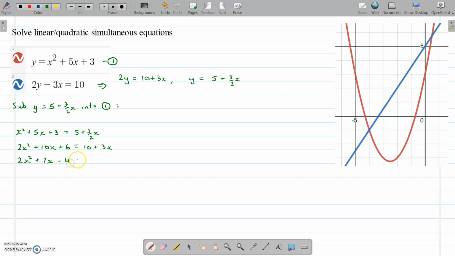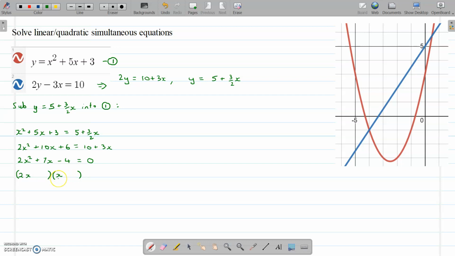So take away the 3x will give me 7x, and take away the 10 will give me minus 4 equals 0. All right, now what we should do at this point is try to factorize. If we can, we should. If we can't, then we can use the quadratic formula. Now this will factorize. If you look carefully at this, it's got to start with 2x and x in the brackets, like that, because that's the only way you're going to get the 2x squared.